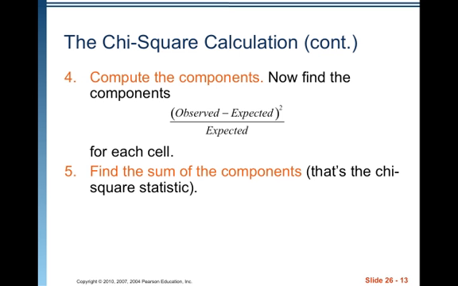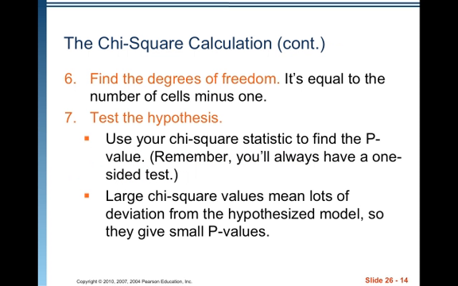Now you want to compute the components, which are the squares of the residuals divided by the expected number for each cell, and then find the sum of the components, and that is the chi-square statistic. Find the degrees of freedom. It's equal to the number of cells minus 1. That's going to be your number of categories minus 1.